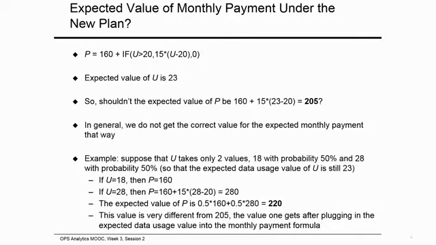Now this is very different from the $205 we obtained earlier by replacing the random variable U by its expectation. Please keep this observation in mind. In general, we cannot simply replace random variables in our formulas and hope to get the right estimates of the key performance measures.